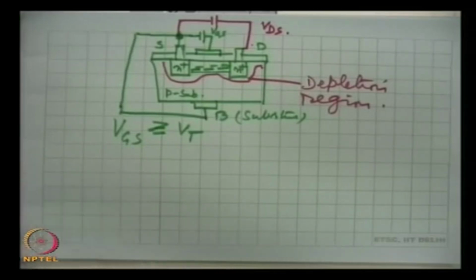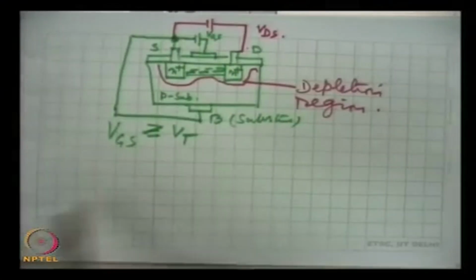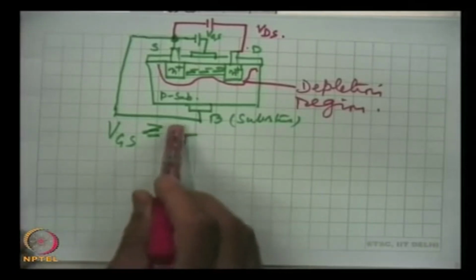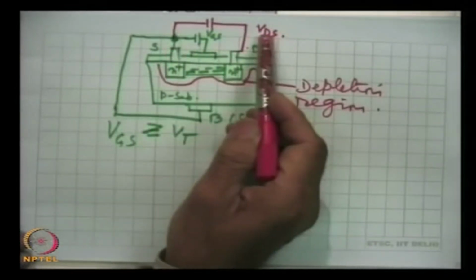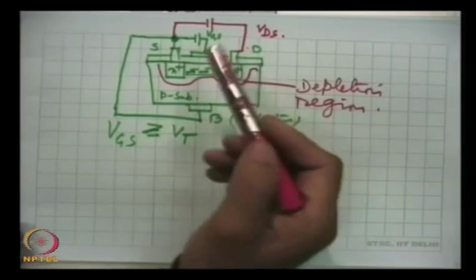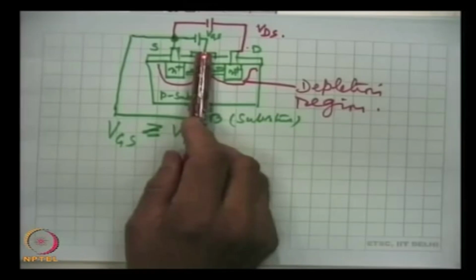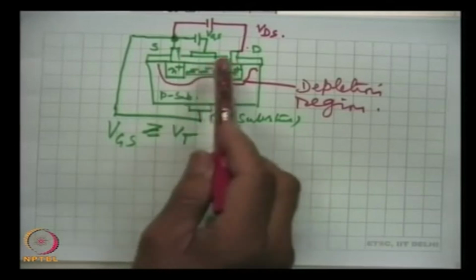So, let me say what I am saying. Once the channel is formed, let us keep VGS at a certain voltage, it has to be positive, has to be higher than Vt, and then we start from 0 drain source voltage, and then we go for 1, 2, 3, 4, 5 volts, 10 volts. So, the current will be a function of this voltage, and we will draw the characteristics, that how the saturation will occur and so on.